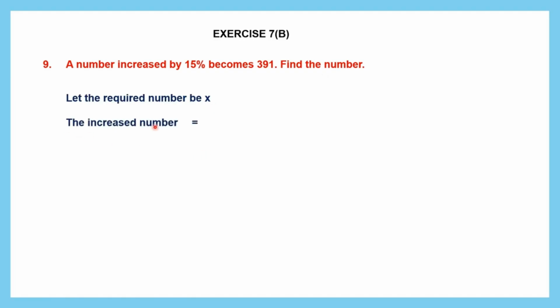The increased number is 15% of x. So this becomes 15 by 100 into x. So that is 15x by 100. So this is the increased number.